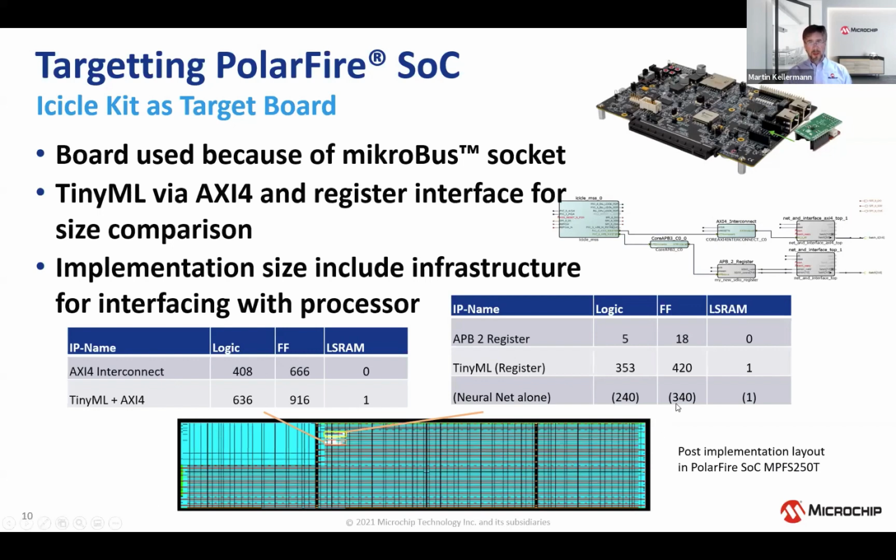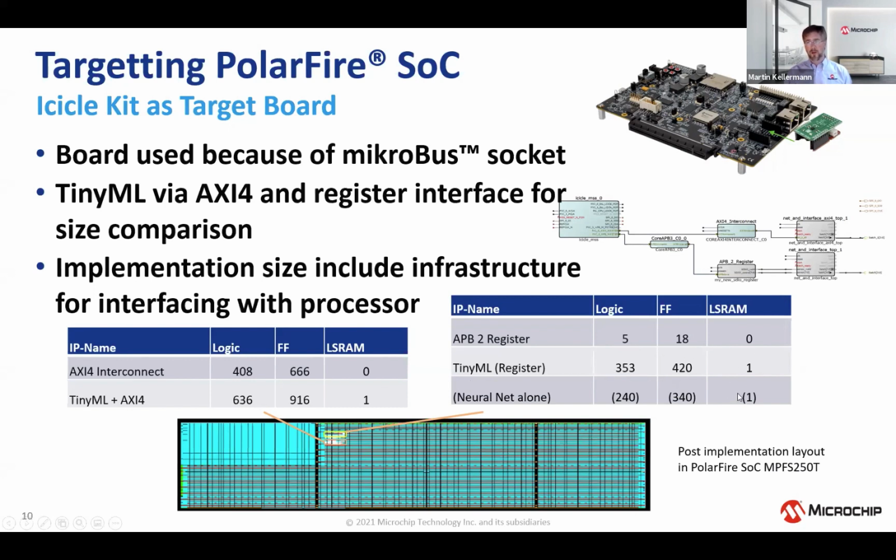The other one is really just a slightly different configuration, slightly different pragmas, and a different interface. Instead of the AXI4 interconnect, I have the APB to Register Interface, and you already see a difference here. Just 5 lookup tables and 18 flip-flops, hardly anything. Then the TinyML with the register interface is about half the size of the AXI4 interface. Again, AXI4 is very nice to use, but a bit of complexity to be handled on the FPGA.